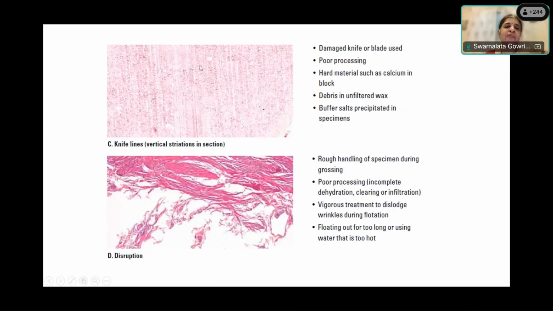Here is a section full of vertical striations, as it were, and this is because your knife used is a bad one, full of scratches or full of nicks. Again, a badly fixed or badly handled tissue can disrupt your section completely.